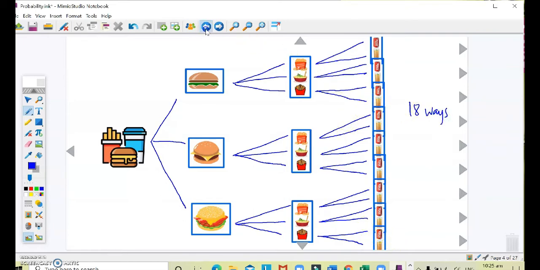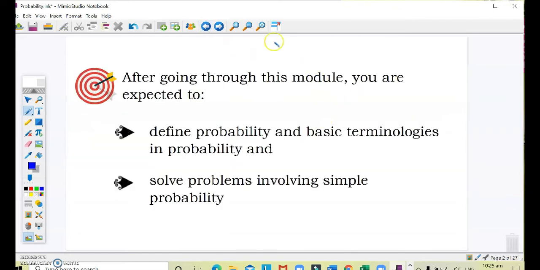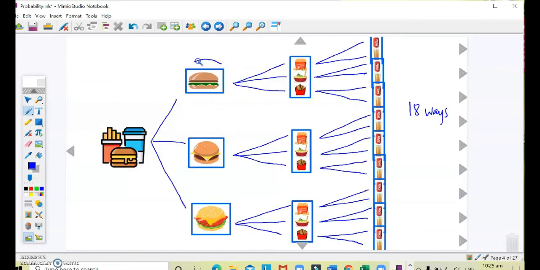To answer the previous question, what do you think is the chance that a random stranger will order a regular burger, a fries, and a soda? That would mean ordering a regular burger, a fries, and a soda comprises 1 meal out of the 18 meals that we can have. Therefore, the chance that an individual will order a regular burger, a fries, and a soda is 1 out of 18 ways.